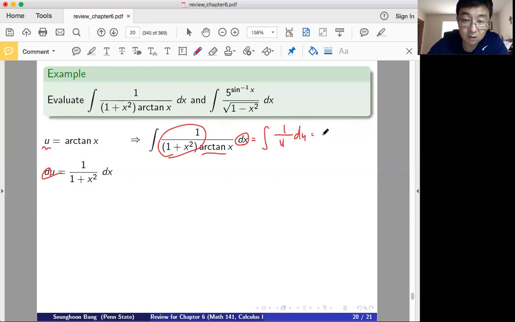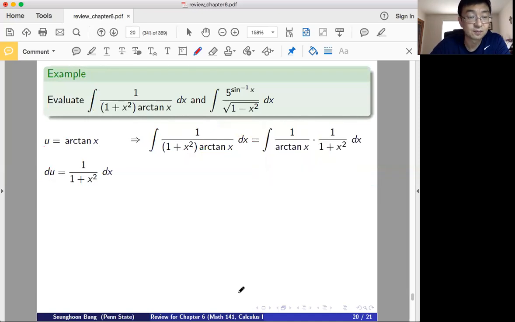So we have ln of the absolute value of u plus c. You can change back: u is arctangent, so we have ln of the absolute value of arctangent of x plus c. That's it. This is the answer.